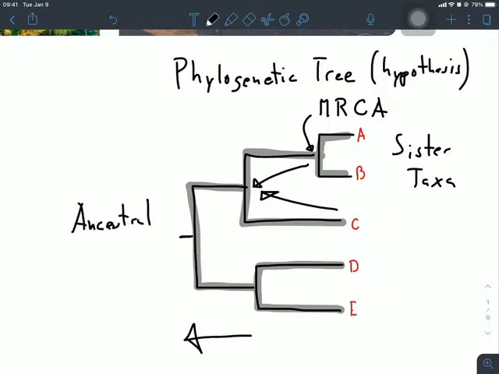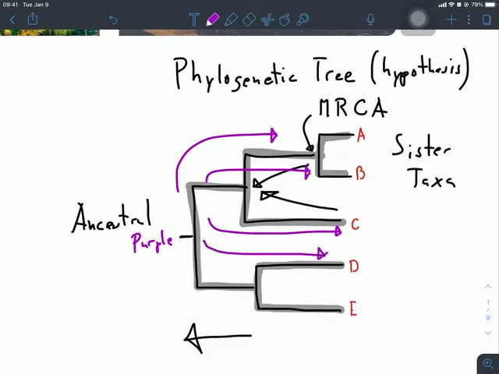When a trait is ancestral to the tree, like let's say having purple flowers, we therefore assume that this purple flowered trait is inherited by all of the descendants of this tree. At some point in their life history, species A, B, C, D, and E would have had an ancestral state of purple flowers. Now, we know that evolution occurs.